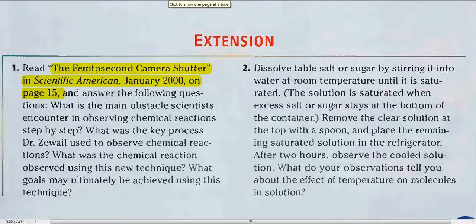2. Dissolve table salt or sugar by stirring it into water at room temperature until it is saturated. The solution is saturated when excess salt or sugar stays at the bottom of the container. Remove the clear solution at the top with a spoon, and place the remaining saturated solution in the refrigerator. After 2 hours, observe the cooled solution. What do your observations tell you about the effect of temperature on molecules in solution?